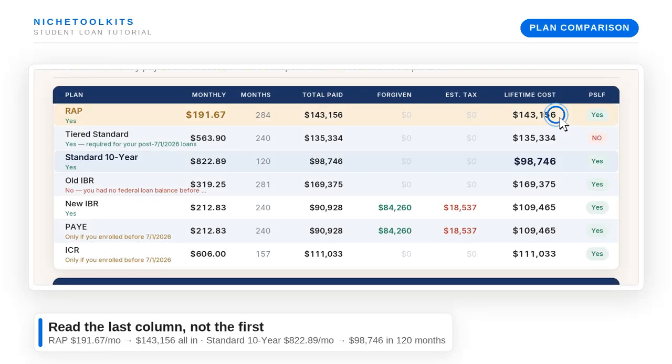Chapter 1. 7 plans, 1 table, and the column that matters is the last one. RAP has the smallest monthly payment on the board, $191.67. Standard 10-year has the biggest, $822.89. Standard 10-year is done in 120 months at $98,746 all in. RAP, at that comfortable payment, runs to $143,156.